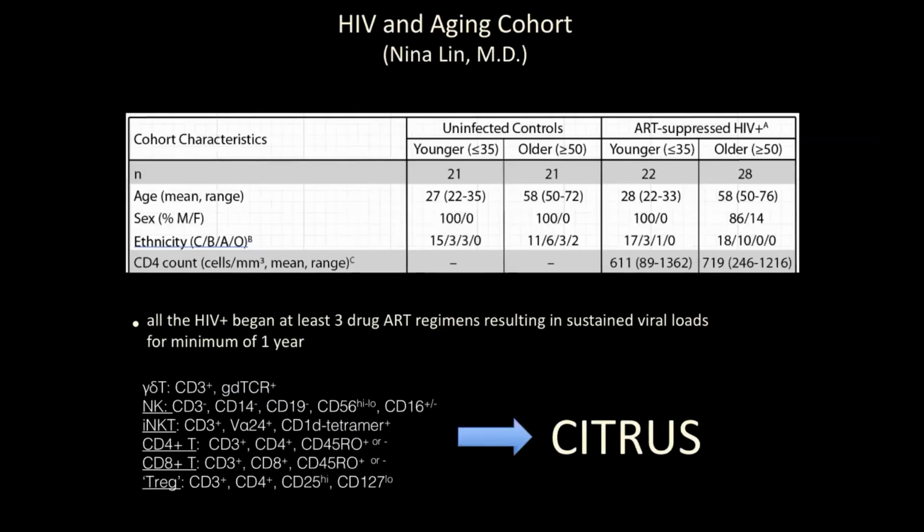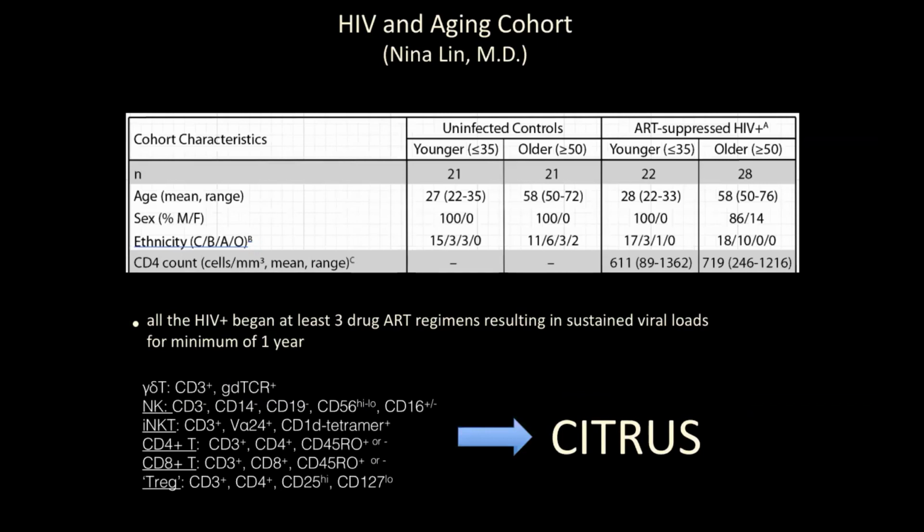So the cohort that we use, called the HIV and aging cohort, was established by Dr. Nina Lin. That cohort includes 4 groups comprised of healthy young, healthy older, HIV younger, and HIV older subjects. We have over 20 subjects per group for most of our analysis, and the subjects were matched for sex and ethnicity.